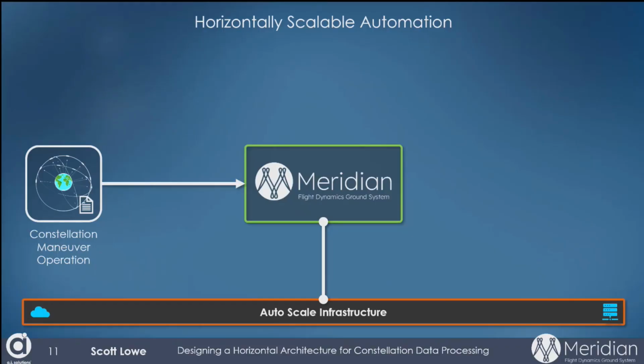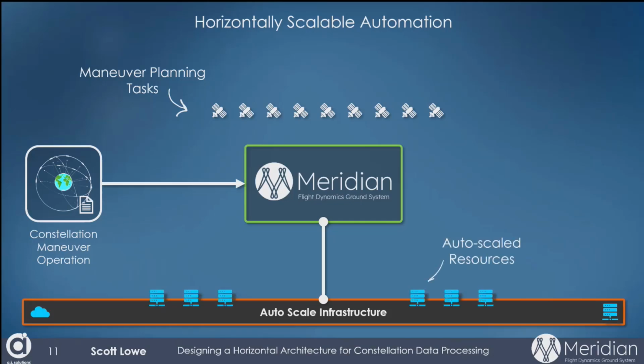If we have a constellation maneuver operation, you can imagine that as a bunch of maneuver planning tasks, however many that you need to fly. And of course, because you're on this container-native, cloud-native infrastructure, you have what's called auto-scaled resources. In Meridian, we're just leveraging tools that are already available in your cloud system to be able to auto-scale those resources up and down on demand.